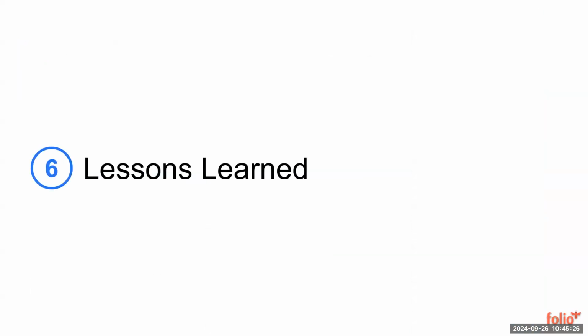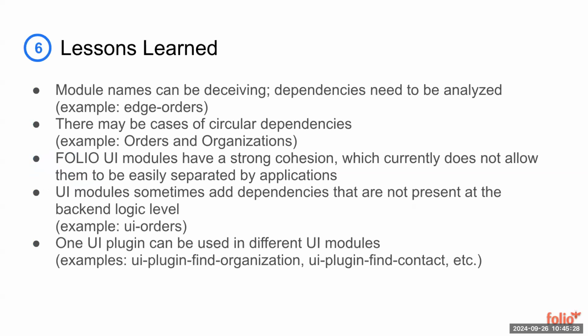So what are the lessons learned here? The lessons learned are that sometimes the module names can be deceiving, like edge orders is not really an orders application component. There are circular dependencies, right? We have to get a solution around those, and maybe not, but orders and organizations pop out as obviously circular dependencies, which have to be addressed.